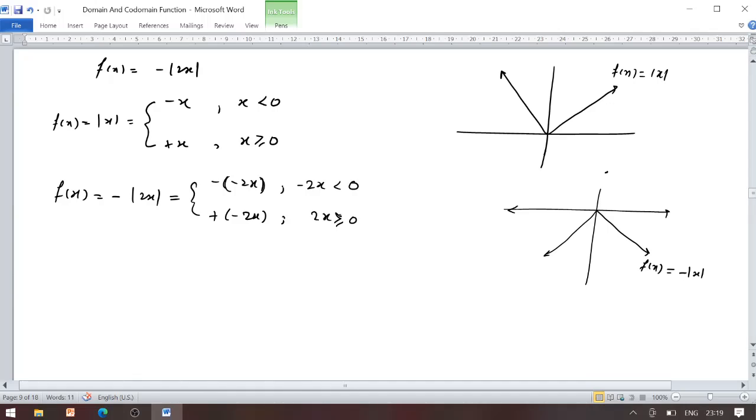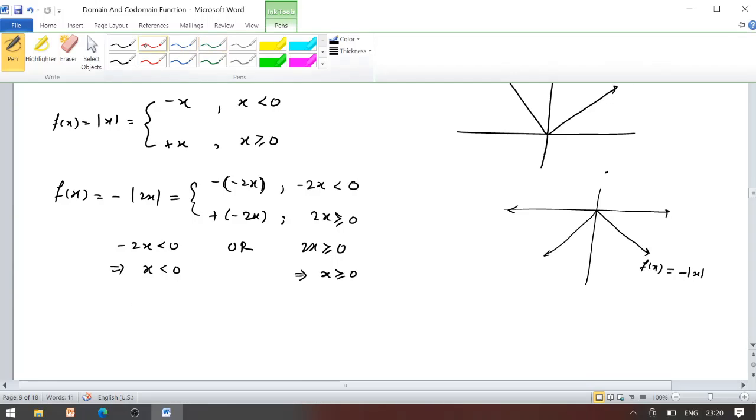So now we have two inequalities. The first inequality is of the form minus of twice x is strictly less than 0. After simplifying, we get x is strictly less than 0. The second inequality is twice x greater than or equal to 0. So that implies x is greater than or equal to 0. Now we will consider the union of both intervals.